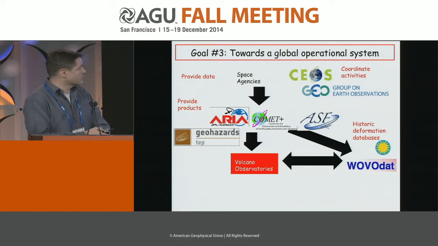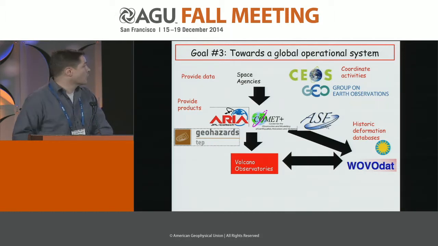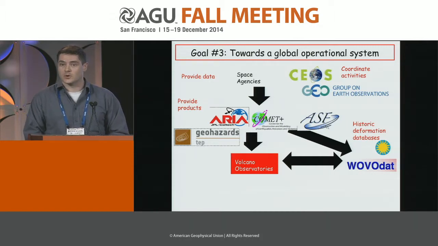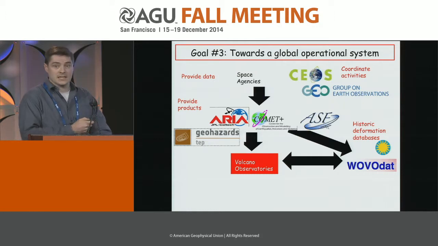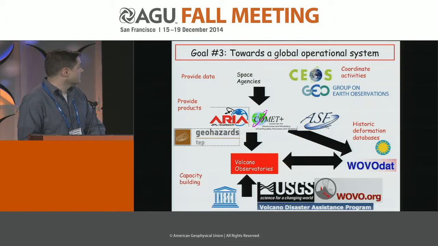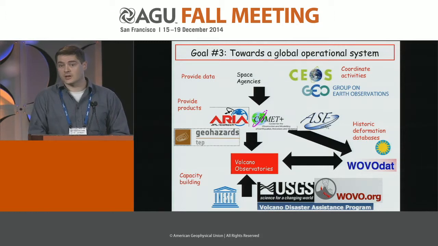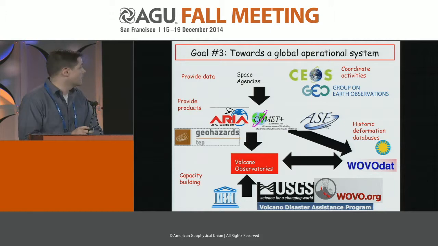And that information can also be saved in both historic databases, as we talked about from the Smithsonian, and the World Organization of Volcano Observatories also has a database where they would like to acquire and maintain archives of data of signs at times of unrest. And of course, there are also institutions that are involved in capacity building to help people to interpret this information.